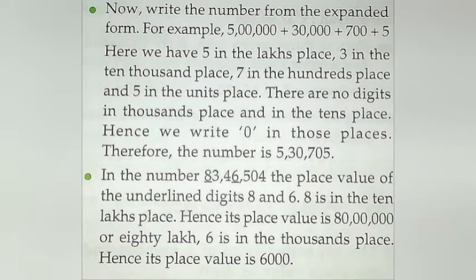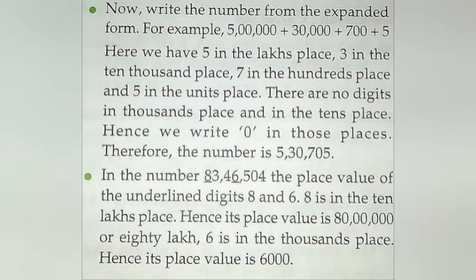Now we write the number from the expanded form. For example, 5 lakh plus 30,000 plus 700 plus 5. Here we have 5 in the lakhs place, 3 in the 10,000 place, 7 in the hundreds place, and 5 in the units place. There are no digits in the thousands place and in the tens place. Hence, we write zeros in those places. Therefore, the number is 5,30,705.